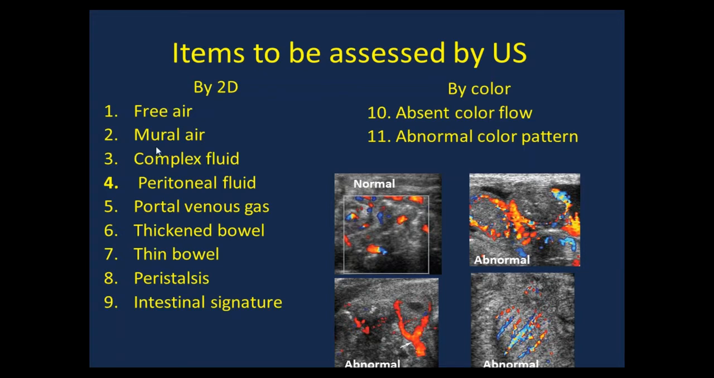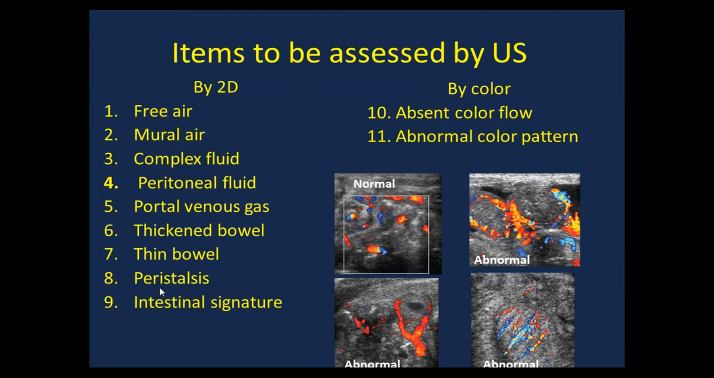Ultrasound can identify mural air or pneumatosis intestinalis, and it can also identify presence of complex fluid, which is a late sign of necrotizing colitis, and presence of intraperitoneal fluid, portal venous gas, thickened bowel, thin bowel, and both of them are signs of ischemia. Thickened bowel is an early sign of ischemia, and thin bowel is a late sign of ischemia.